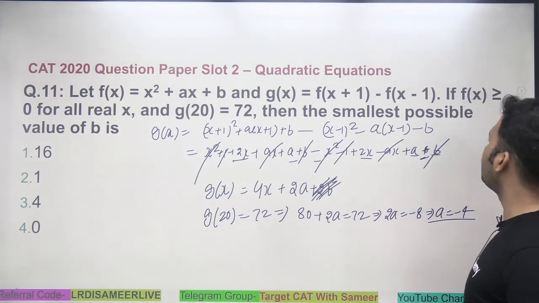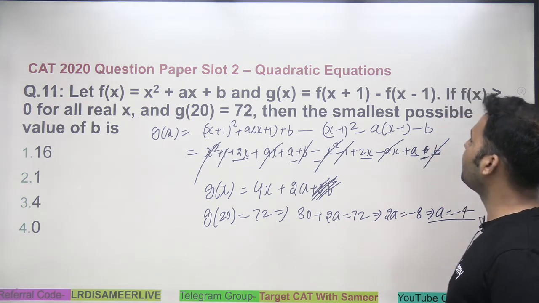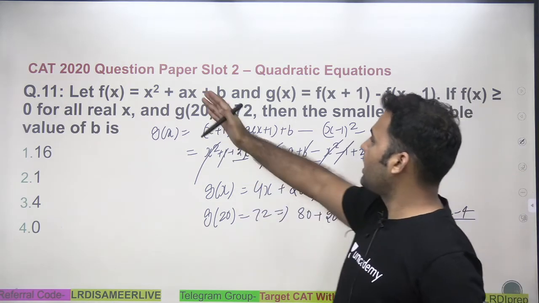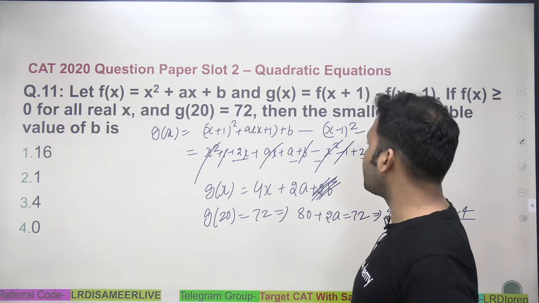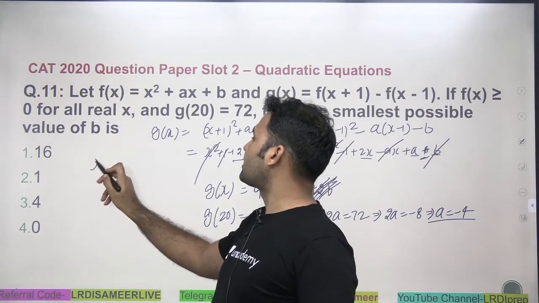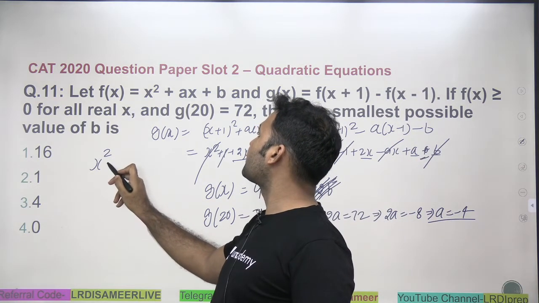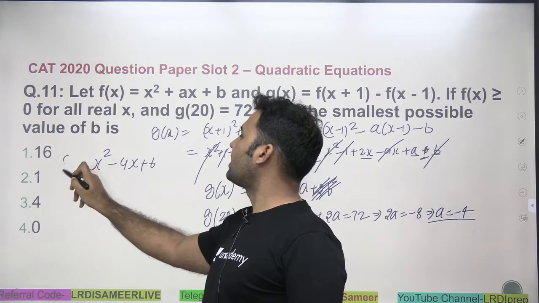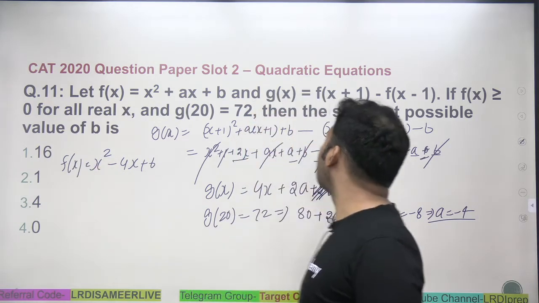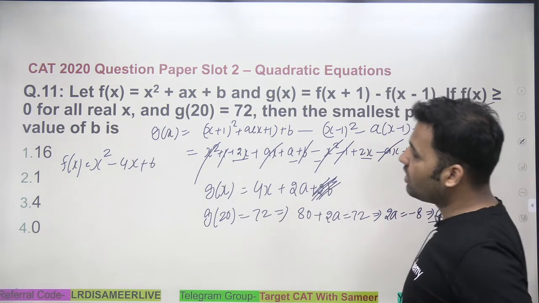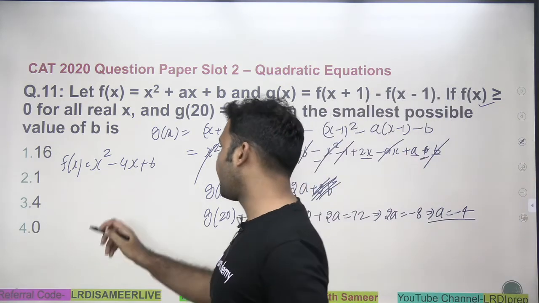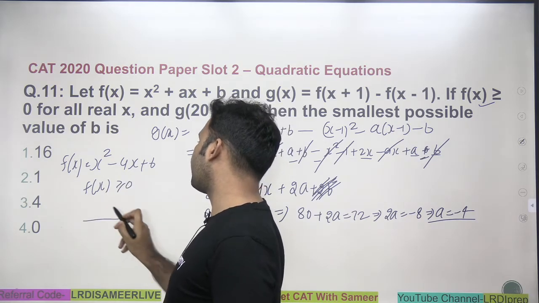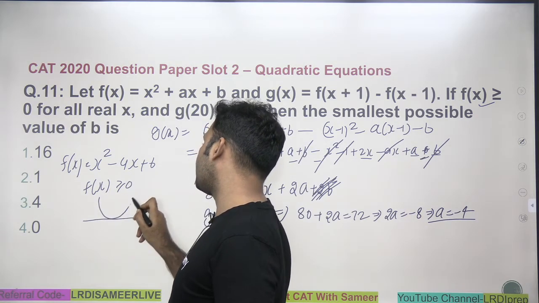Now if a is equal to minus 4, we are supposed to find out the smallest possible value of b. If I put a as minus 4 here, I'll get the expression f of x as x square minus 4x plus b. This is f of x. And it is given that f of x is always greater than or equal to 0. That means the graph of it would be like this only. It is never less than 0.